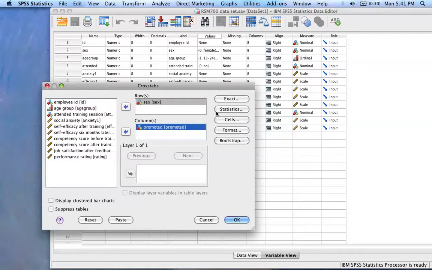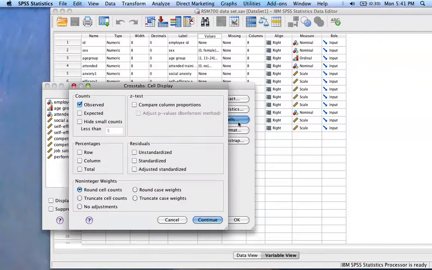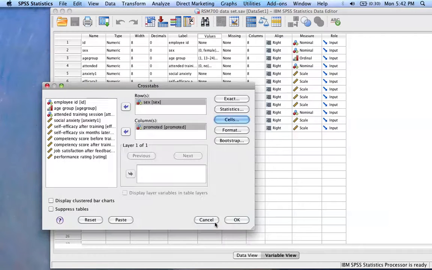Then we're going to go ahead and click Statistics, and we're going to do the chi-square test, and we want to know the effect size, so we click on Phi and Cramer's V as well. And then we're going to click on Cells. It gives us the observed counts automatically, but we're also going to click on expected because, again, the chi-square test is looking at whether there is a difference between the observed frequencies and what we would expect. And then if you'd like, you can also click this box, Display Clustered Bar Charts, because it gives you a nice visual of your results. And then click OK.